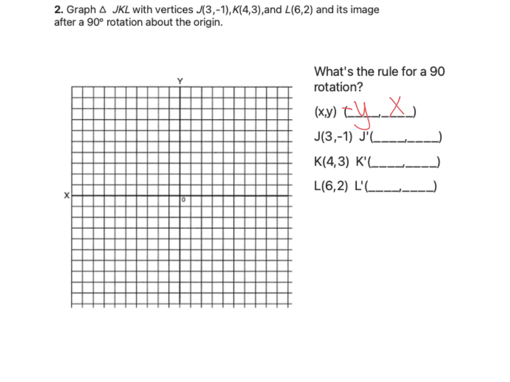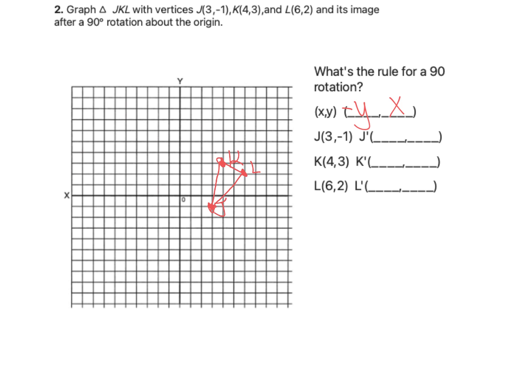Okay, so let's graph our original triangle, JKL. J is at 3, -1. K is at 4, 3. And then L is 6, 2. Okay, and there's L. And if we go ahead and make our triangle, technically that should be in blue because remember our pre-image is always in blue, but I've already got it drawn in red, so we're just going to leave it how it is, and we'll just make the next one black.